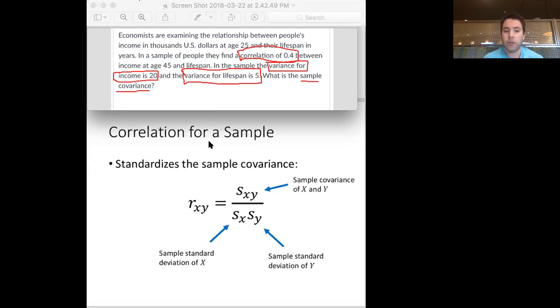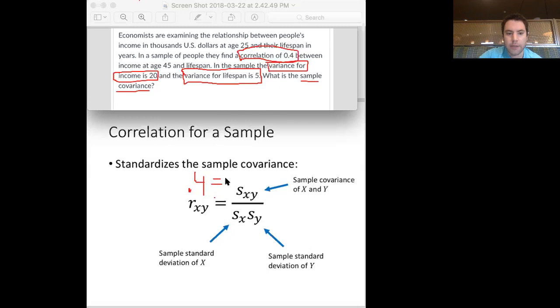So in order to calculate what the sample covariance is, we see here that correlation, which is denoted by r sub xy, is equal to the sample covariance of x and y in the numerator divided by the sample standard deviation of x multiplied by the sample standard deviation of y in the denominator. So let's look at this formula and the information that's given and try to figure out how we can come up with the answer. Here they're telling us that the correlation is 0.4.